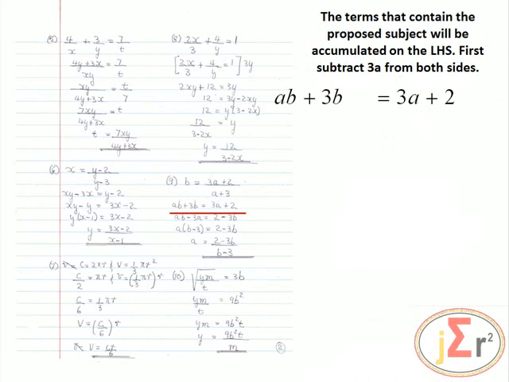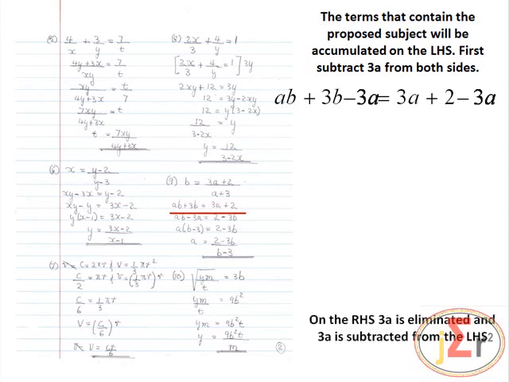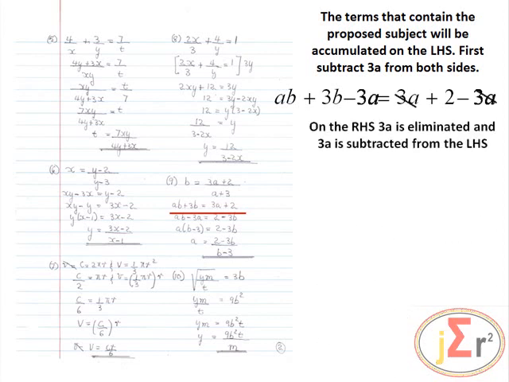The proposed subject is a. We need to accumulate the a's on the left hand side, and we will do the same. The terms that contain the proposed subject will be accumulated on the left hand side. First, subtract 3a from both sides, because a needs to be transferred or transposed to the left hand side. We will eliminate 3a from the right hand side by subtracting 3a. See, on the right hand side, 3a is eliminated and 3a is subtracted from the left hand side.